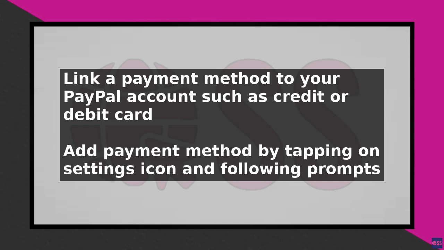Once you have linked a payment method, you can start using the PayPal app to make payments. To send money, tap on the Send Money tab and enter the recipient's email address or phone number. Enter the amount you want to send and select the payment method you want to use.